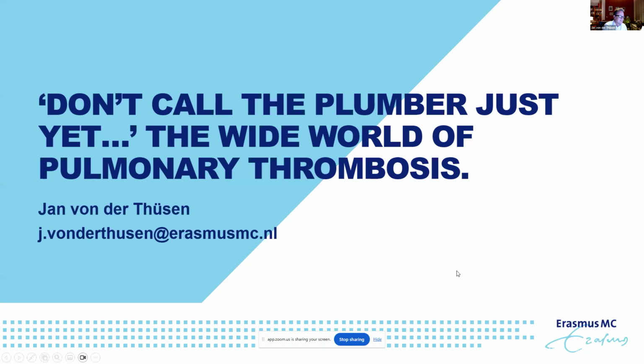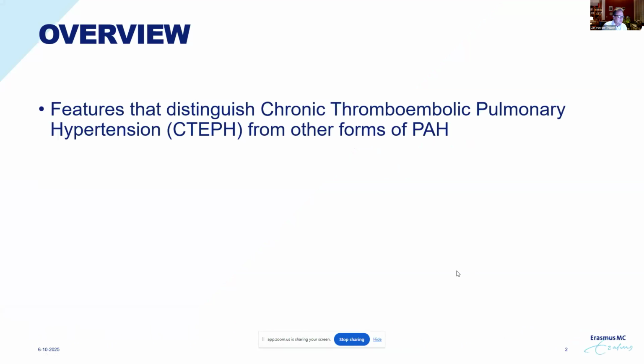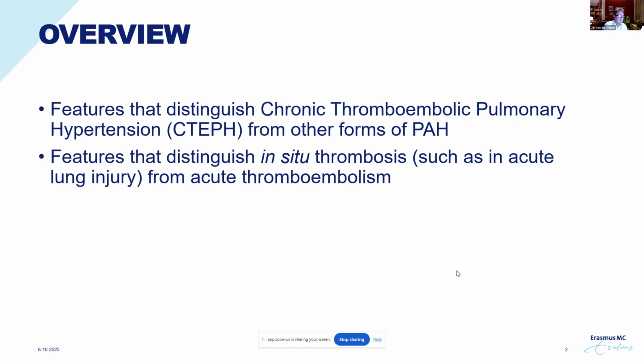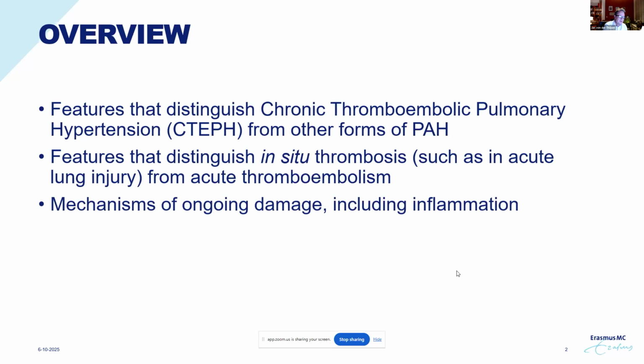So let's get started. What I'll be discussing are features that distinguish chronic thromboembolic pulmonary hypertension, CTEPH, from other forms of pulmonary arterial hypertension when it comes to the thrombi and the lesions that we can find in the lung. We'll discuss some features that potentially distinguish in situ thrombosis, such as in acute lung injury, from acute thromboembolism. And I'll also finish off by talking about mechanisms of ongoing damage in CTEPH, including inflammation.